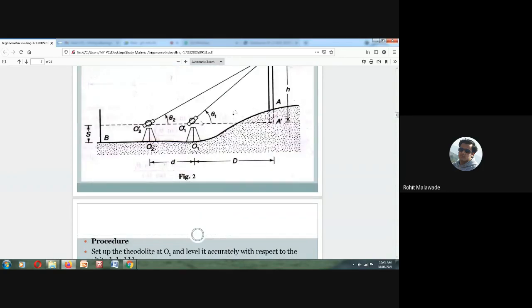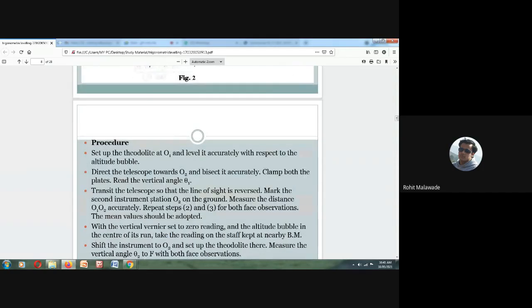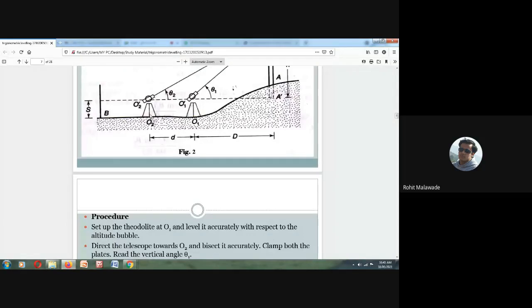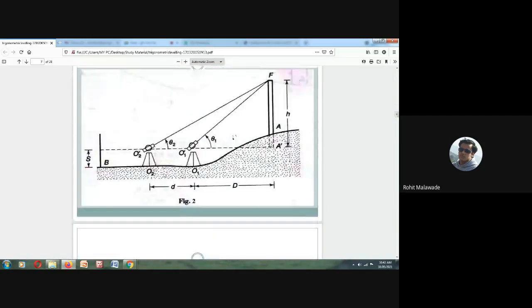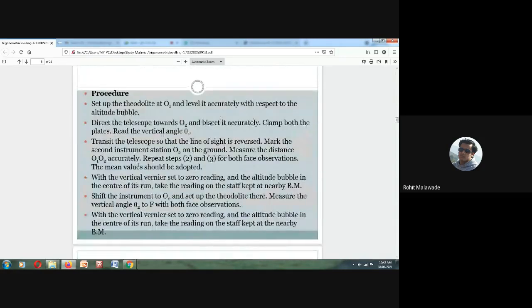Now transit the telescope so that the line of sight is reversed, and mark the second instrument station O2. Here we are transiting the telescope, looking towards the point O2, and locating the point O2 on the ground. So the instruments O1 and O2 are in the same vertical plane, in the same line. Measure the distance O1 to O2 accurately.